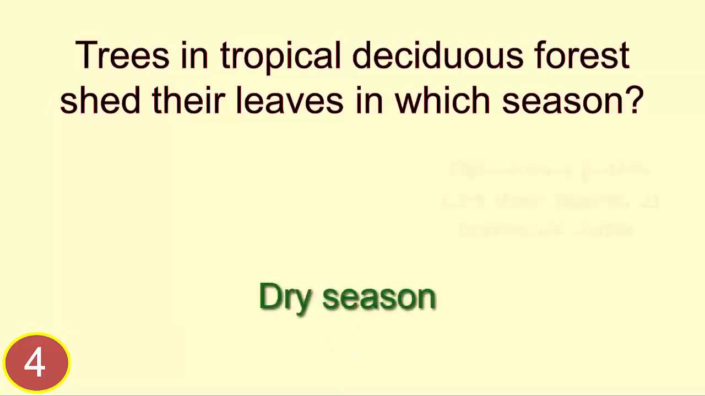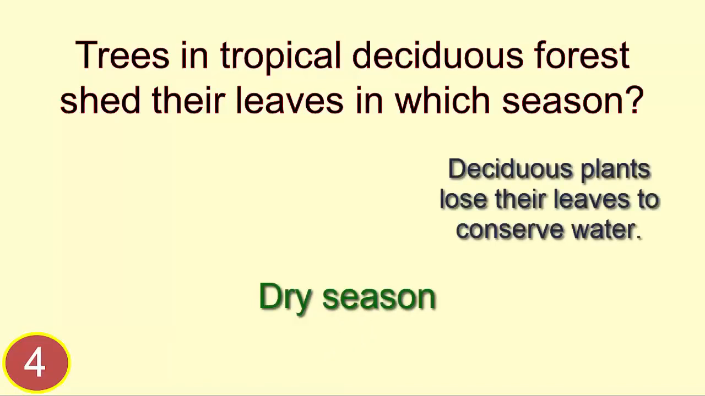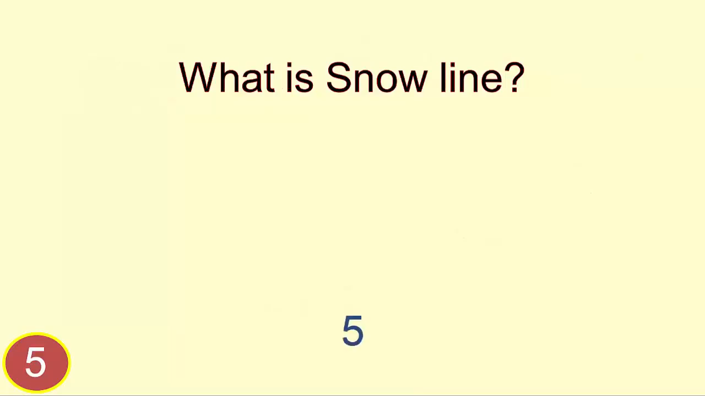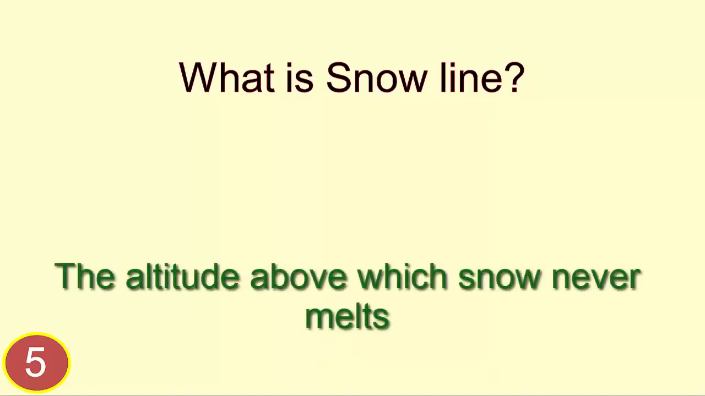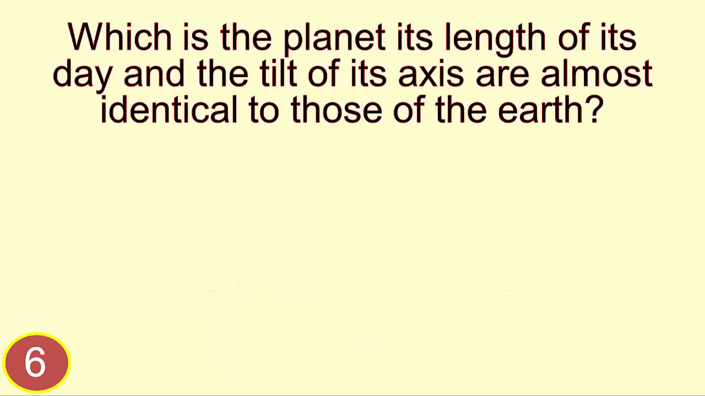Answer is dry season. Deciduous plants lose their leaves to conserve water. What is snow line? The altitude above which the snow never melts. Which is the planet, its length of day and the tilt of its axis are almost identical to those of the Earth?